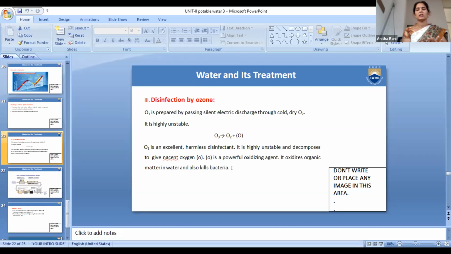But we are not following this in industries because this is a costly, expensive method. Ozone is highly unstable and it will decompose to give oxygen and nascent oxygen. This nascent oxygen is a powerful disinfectant or oxidizing agent. It will remove all organic impurities present in water and also kill the bacteria present in water. We are not using this in municipalities because this is a costly process, an expensive method. So this is about ozonization.